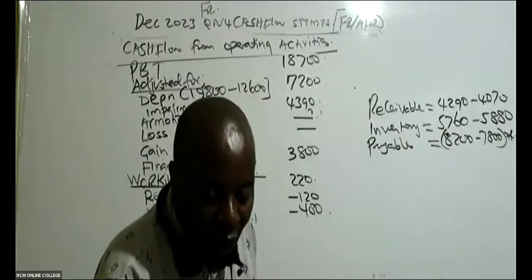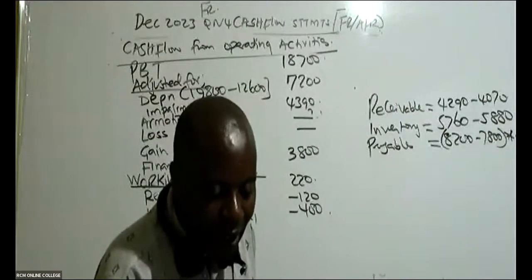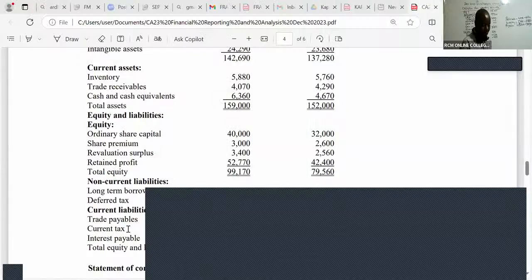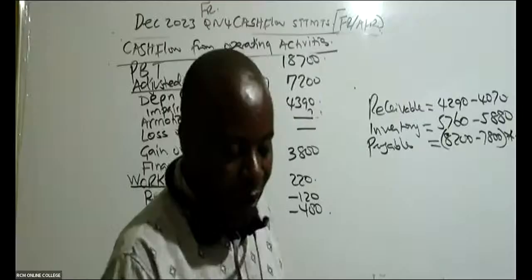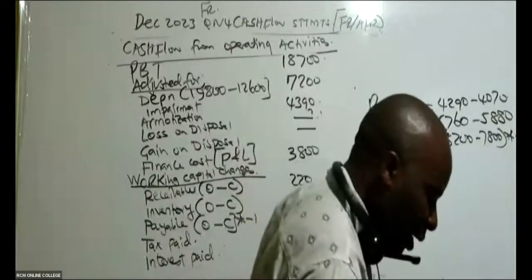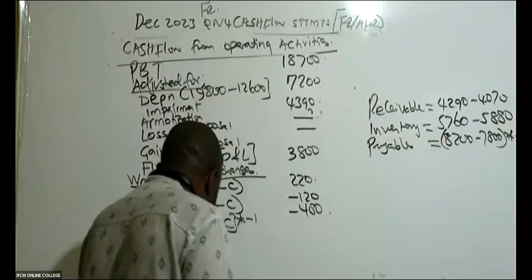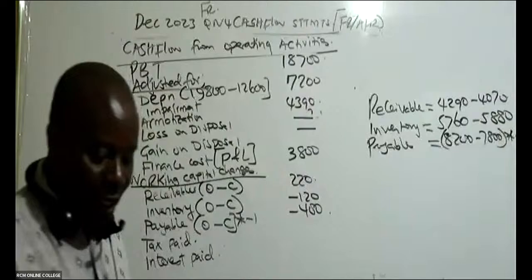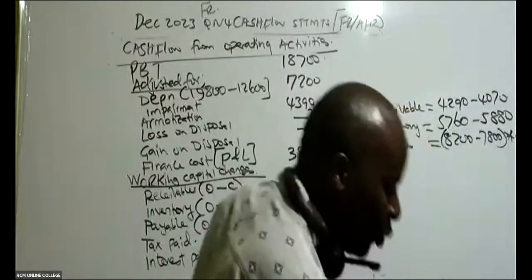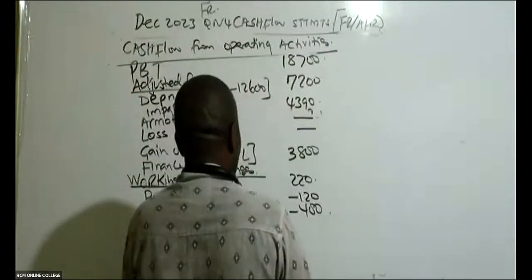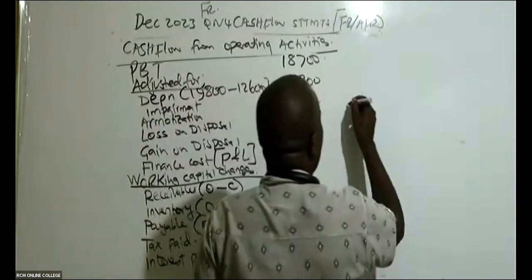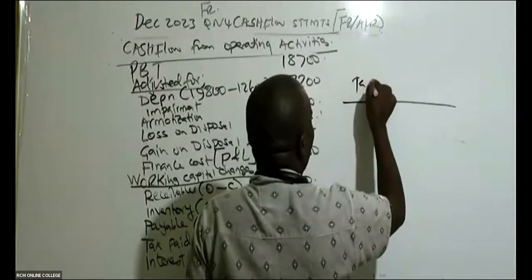When you look at your balance sheet, ladies and gentlemen, see the taxes. Normally they'll give you current tax, and they'll give you deferred tax. We consolidate them. Do a T account. I'm sure you guys love T accounts. So the T account that you're doing here is for tax payable.